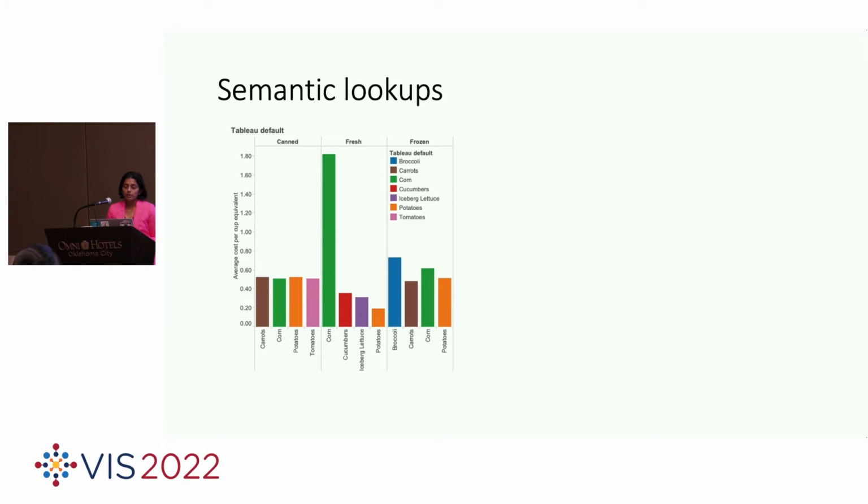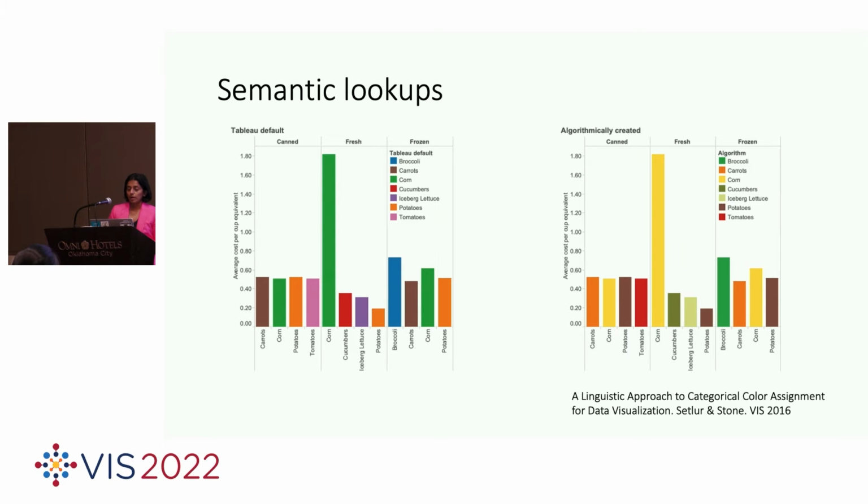Most similar to our work is that of Setlur and Stone, where the paper automatically generated semantically resonant color palettes like this for a set of vegetables and produce, using a semantic lookup of color names and their corresponding color values.